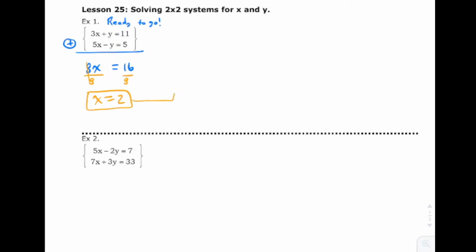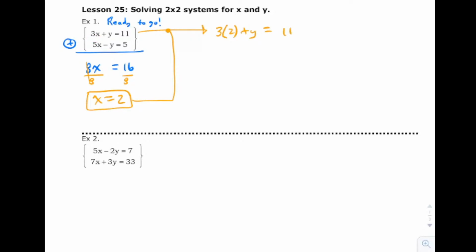Now the thing is, you got to remember to also get y. So take your solution x equals 2, come up to one of these two equations, and it doesn't matter which one you use. It really doesn't. You can try it both ways if you like. I'm just going to grab the top equation for no particular reason. It says 3x, but we know what x is. We just solved for it. x is 2. So it says 3x, and then it says plus y equals 11.